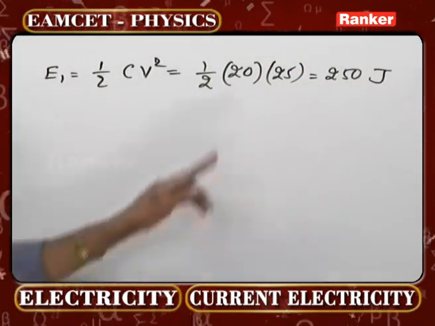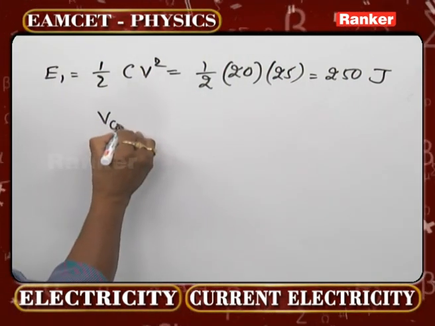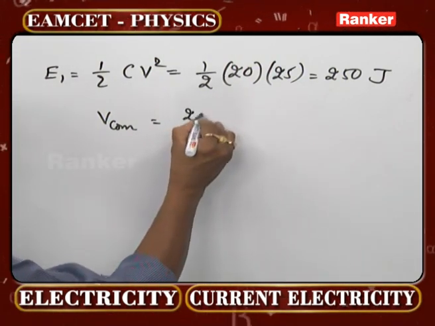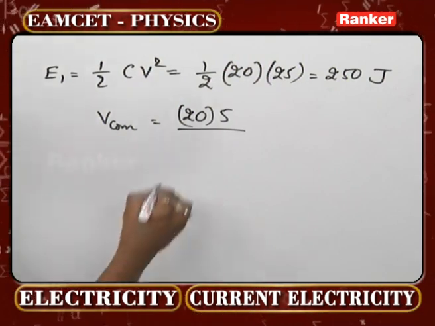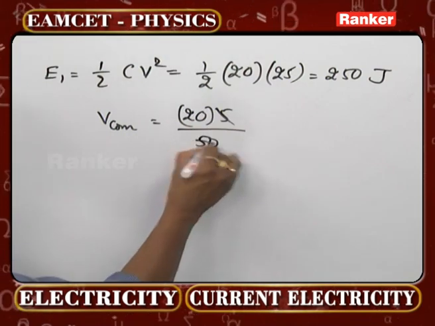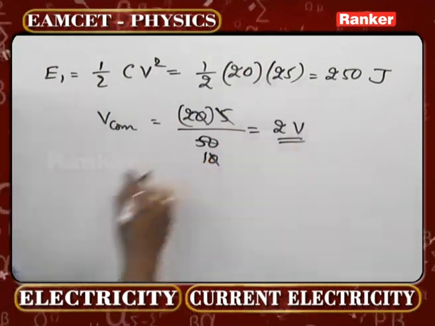Fine. Now the next concept is what will be the common potential at present? What will be common potential please? C1 V1 by C1 plus C2. That is now going to be 20 plus 30. It's going to be 50. This goes 10 times and you are left with 2 volt now.